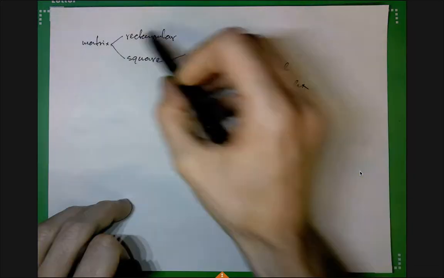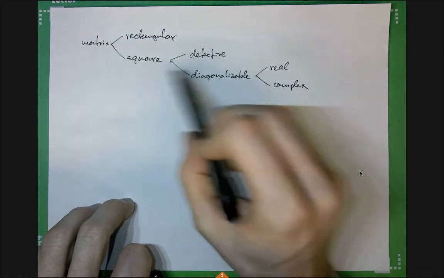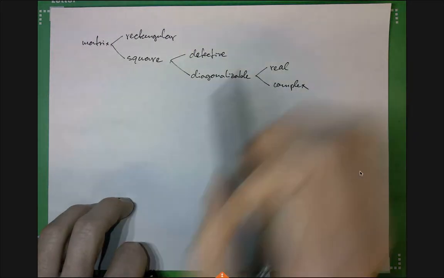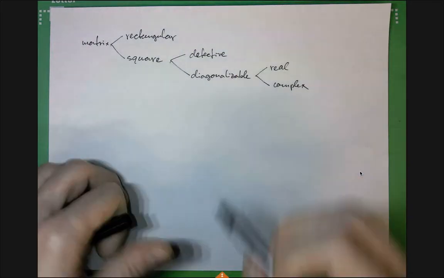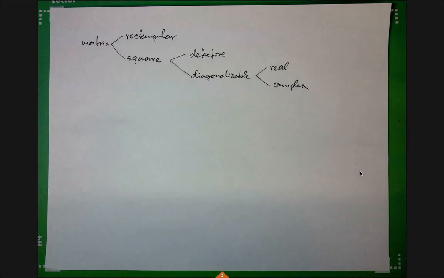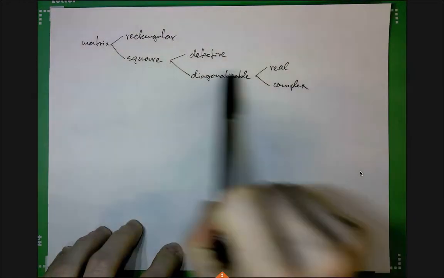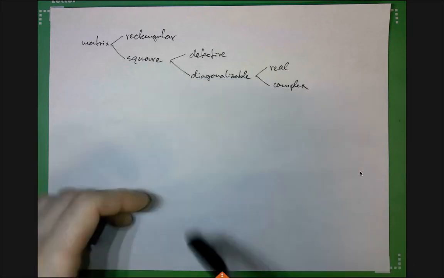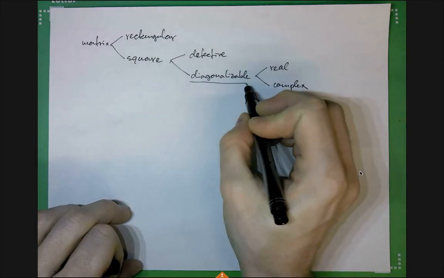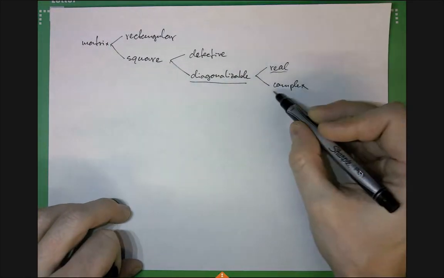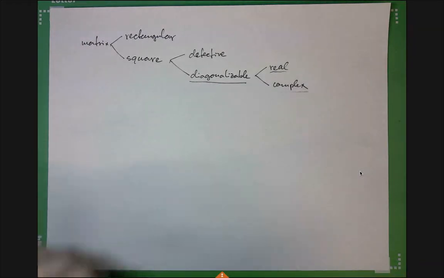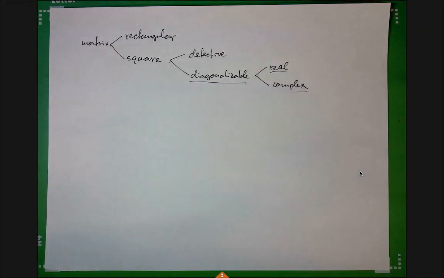So these cases, the rectangular and the defective cases, are essentially yet to be covered, and that's what the singular value decomposition will essentially be taking care of. But currently we are talking about this case, diagonalizable. We like to be in real, but sometimes we have to go complex, and it's not really making that much of a difference.